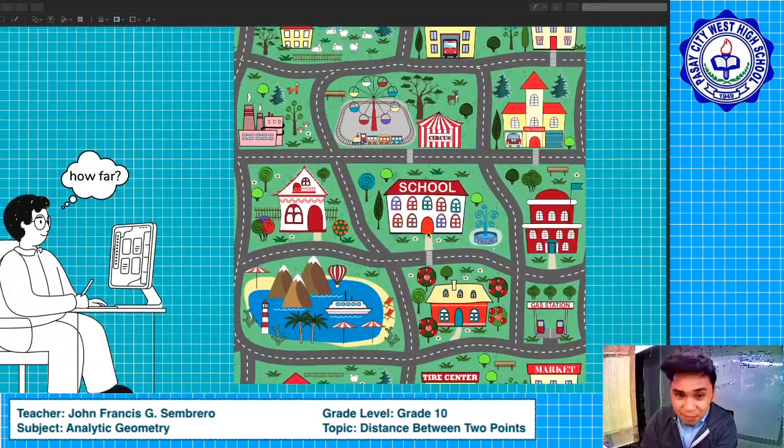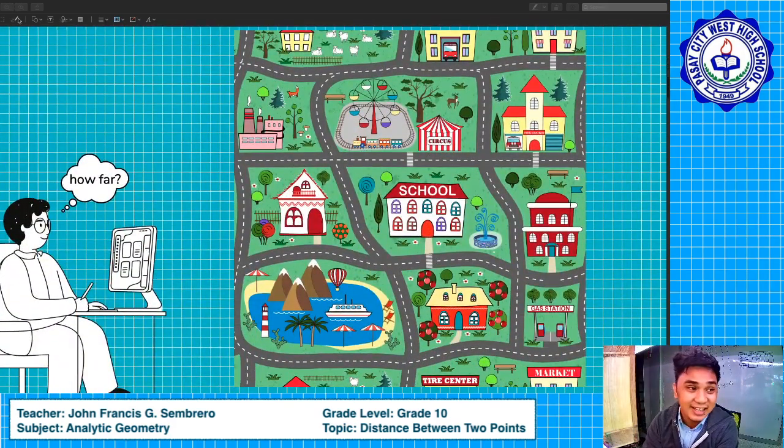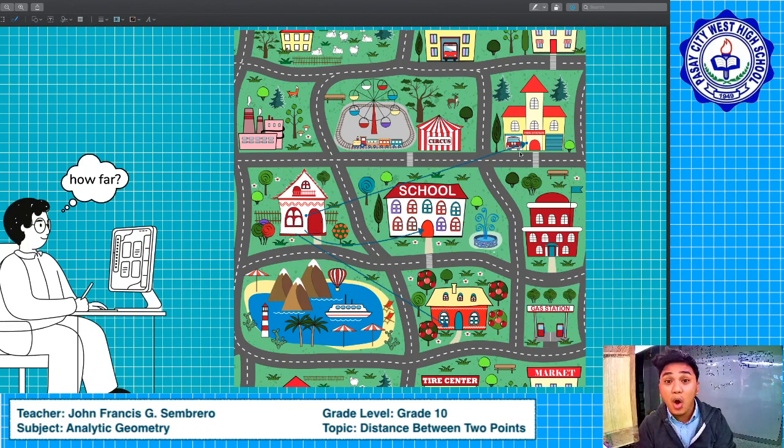Sometimes in our life, we are really interested in determining how far is your house to your school, right? Also, how far is your house to your friend's house, right? And your house to the fire station. So basically, the idea of what we will be talking about today revolves around distances.